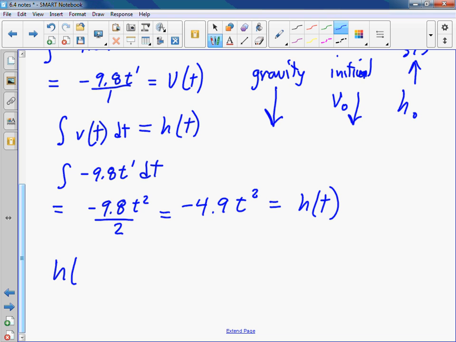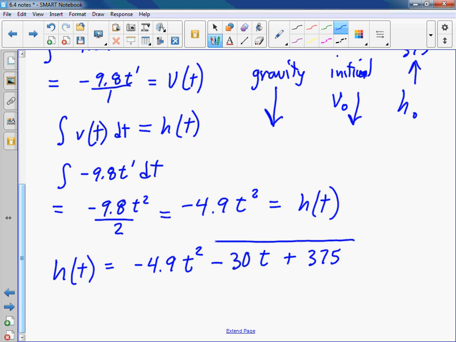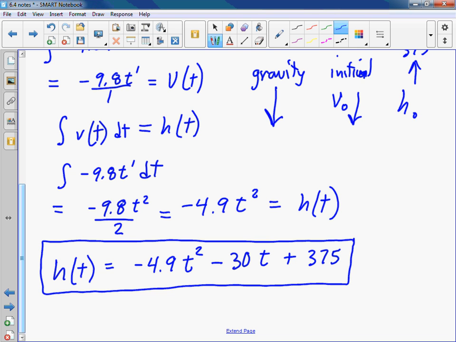So the height with respect to time equals negative 4.9 t squared. Our initial velocity was a negative 30 t. Our initial height was plus 375 meters. Okay, I think that should be good. But maybe you don't believe me, okay? So jot this down real quick, or pause it, or whatever, and let's test it out.